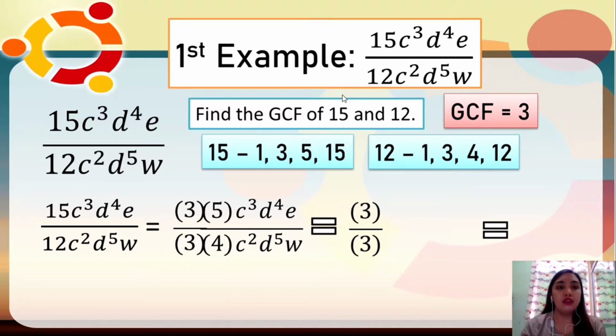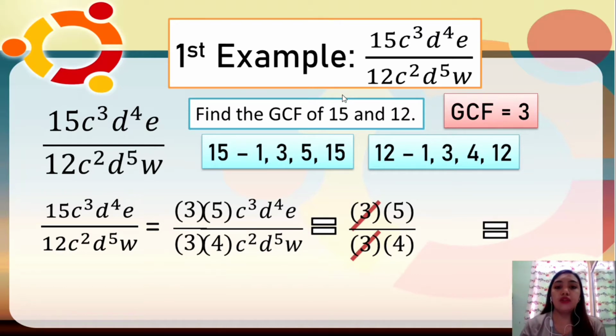In this case, on our first example, parehas silang may 3 na nasa numerator and denominator. So, let us cancel the two 3's. Okay? Next, how about 5 over 4? Can we cancel it out? No, kasi hindi naman sila parehas.